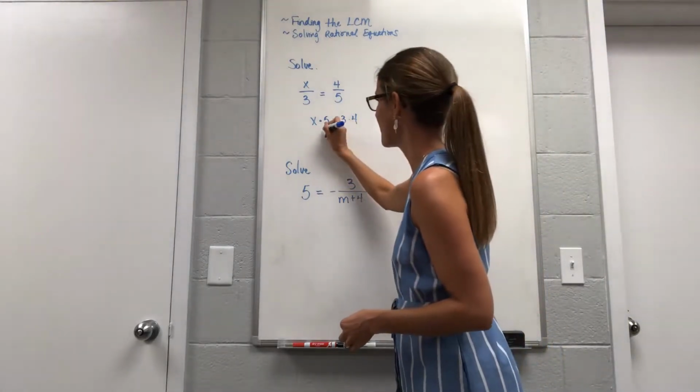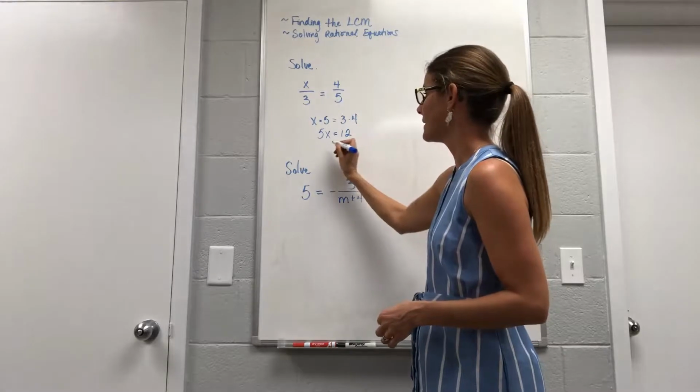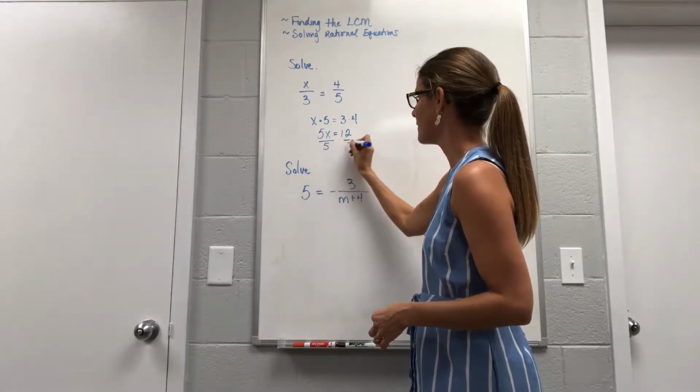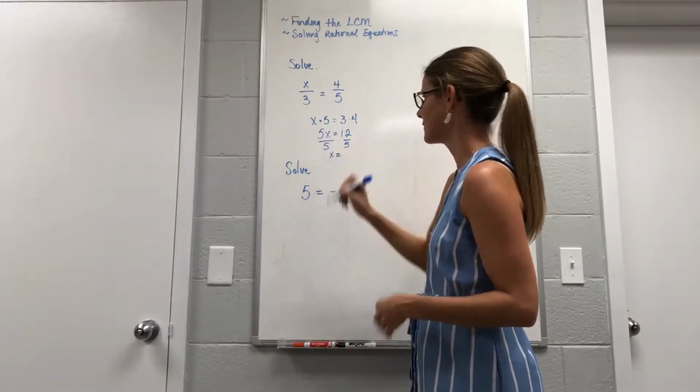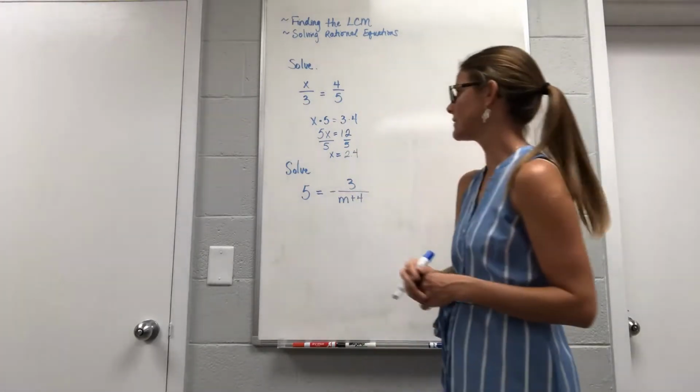So we're just going to make this 5x equals 12, so we're going to simplify both sides, and then just solve by dividing by 5 on both sides. So we get x equals 12 divided by 5, which is 2.4. So that would be our answer.